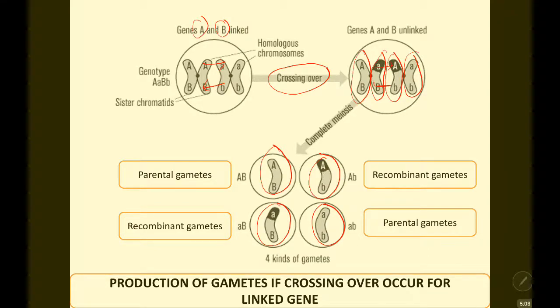This big A big B and small a small b, we call parental gametes, exactly the same as the parent. This small a big B and big A small b after exchange, we call recombinant gametes. Recombinant means a new combination that never appeared in the parent generation before. So there are 4 possibilities of gametes if crossing over occurs for linked genes.